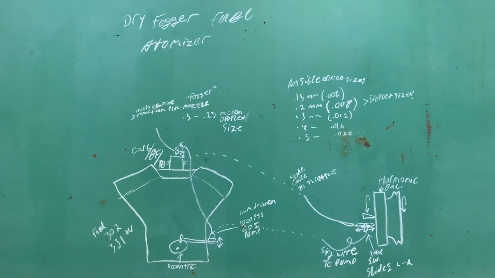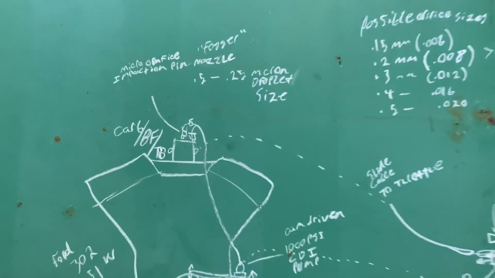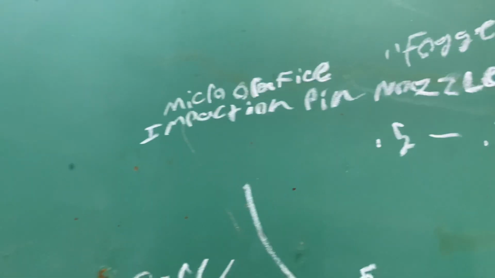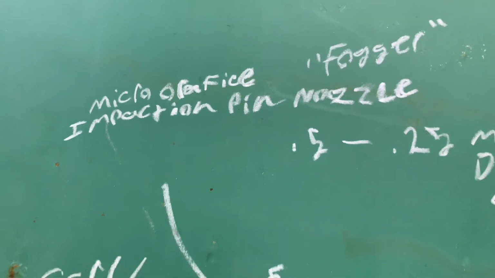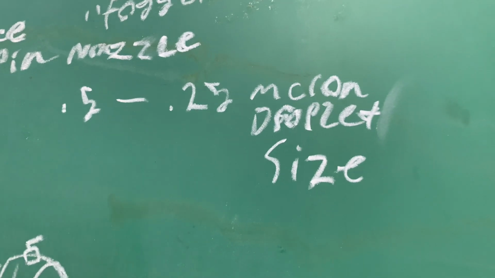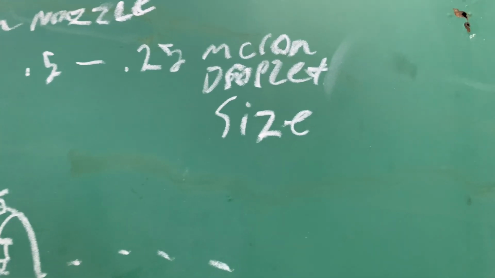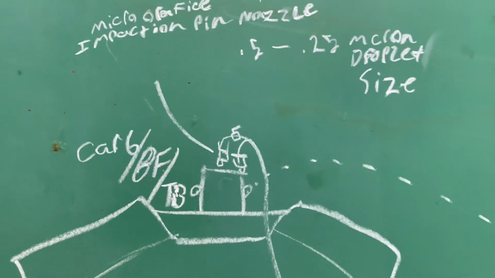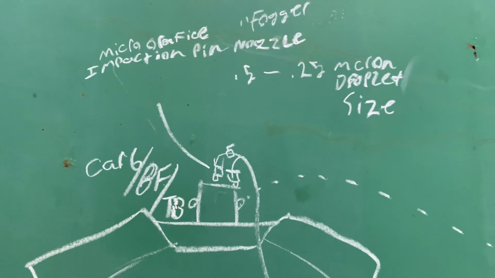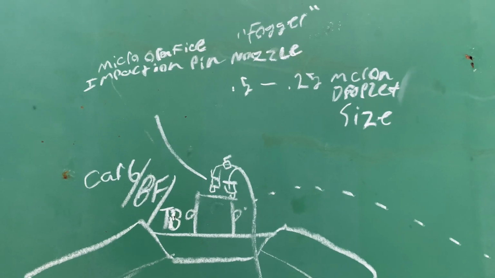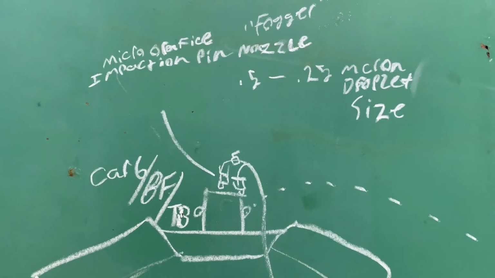This is the dry fogger fuel atomizer system. This system uses micro orifice impaction pin nozzles, or dry foggers, that produce 0.5 to 0.25 micron droplet sizes. They're generally used for control of odors and to humidify or mist patios or things of that nature.